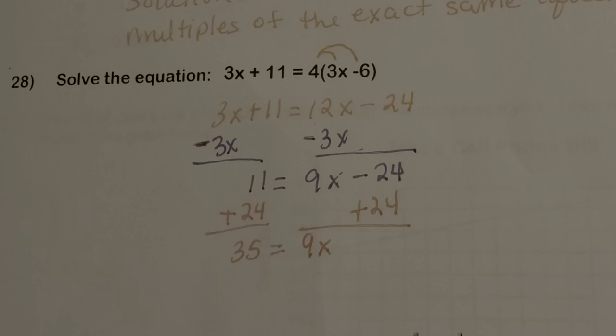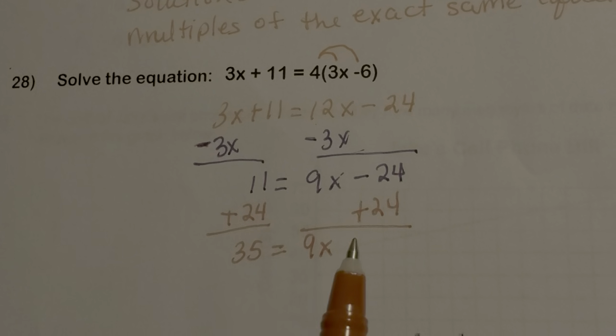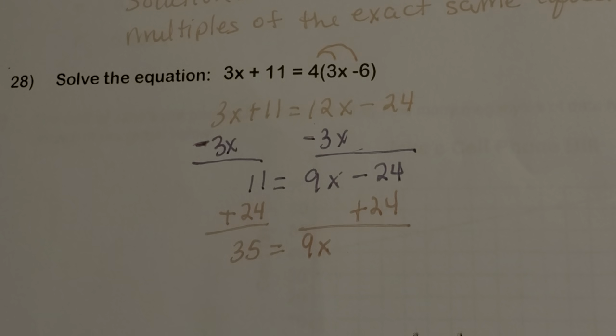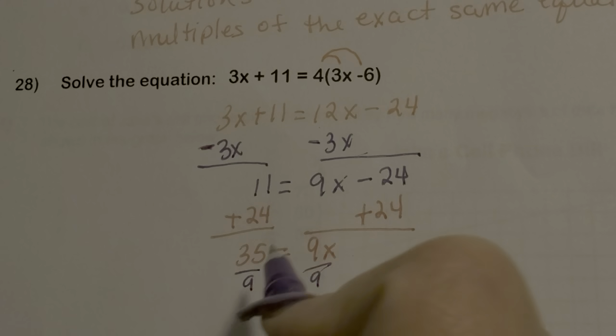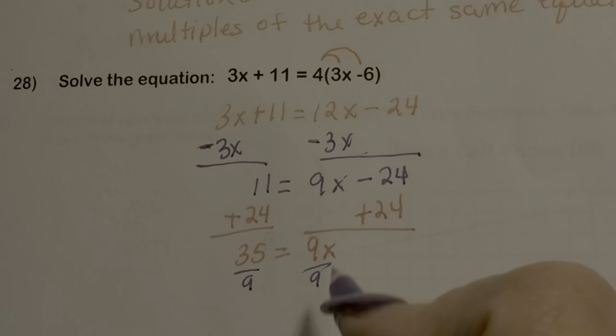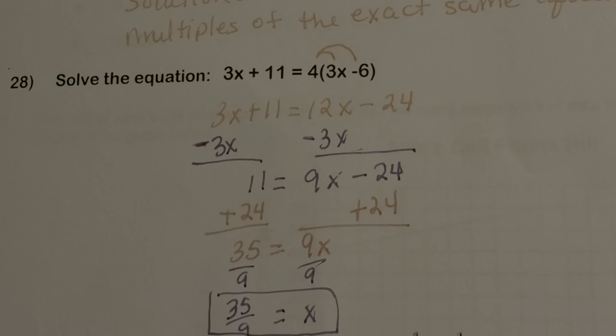Now I'm going to move the constant of 24 by adding it to both sides. When I add the 24 to both sides, I get 35 is equal to 9x. Now we divide both sides by 9. 9 does not divide 35 evenly, so we get x is equal to 35 ninths. If I wanted to change it to a mixed number, I could, but that's not necessary.